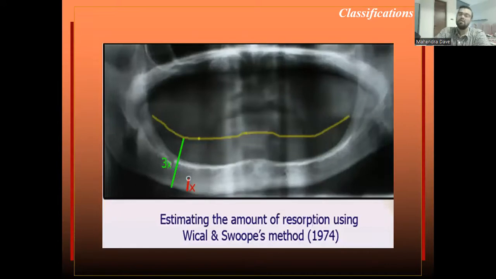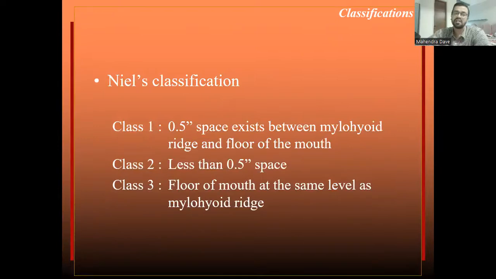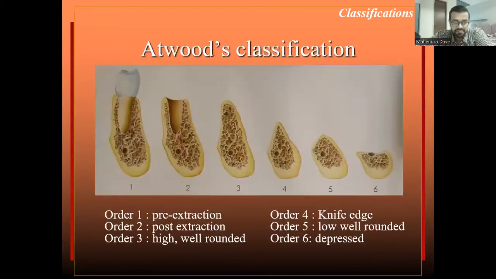This is also reconfirmed with the help of an OPG, estimating the amount of resorption using the Wical and Swoop method, in which the position of the mental foramen is the key to judge this classification. Another classification is Neal's classification, in which there are 3 classes. Class 1 suggests that 0.5 space exists between the mylohyoid ridge and the floor of mouth. Class 2 suggests that the space is less than 0.5, and class 3 says the floor of the mouth is at the same level as the mylohyoid ridge.